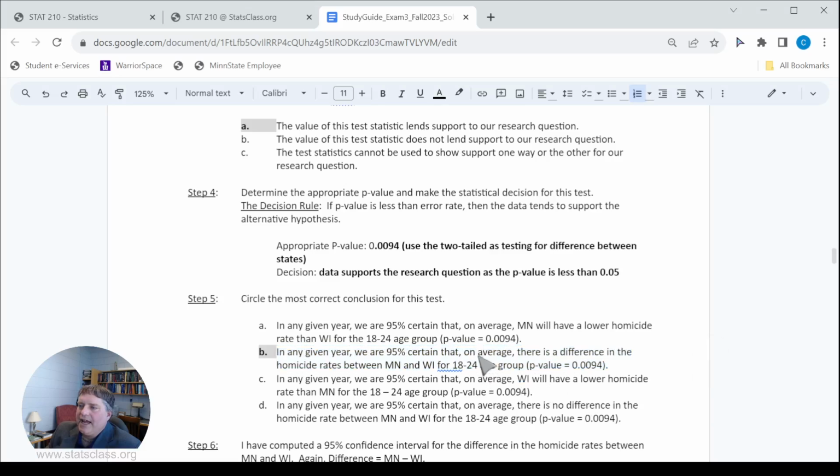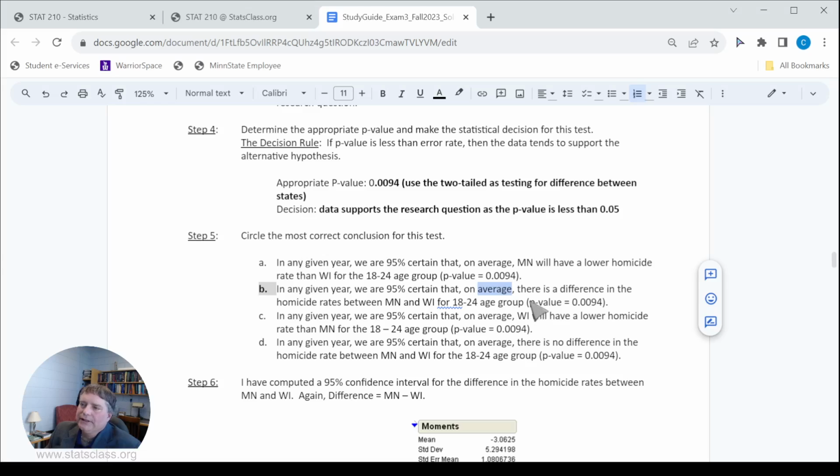Again, I'm testing the average difference. So that better be in your conclusions. So if you have to write a conclusion in an open-ended question, make sure and put average in there. Have the p-value attached to the end of each of them.